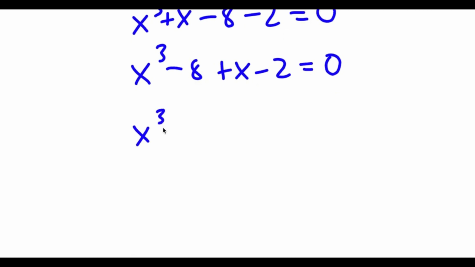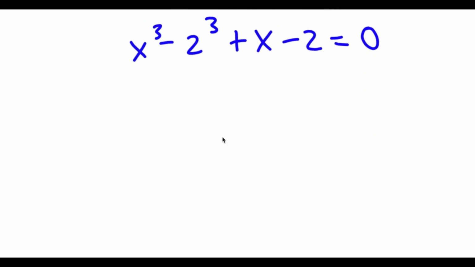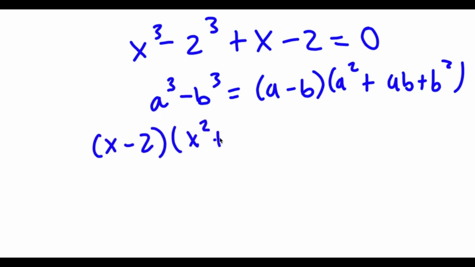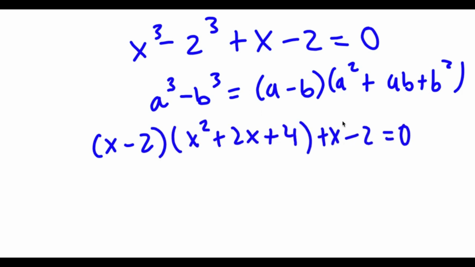So now 8 is the same thing as 2 to the power of 3. So now I have x to the power of 3 minus 2 to the power of 3 plus x minus 2 is equal to 0. Now, if I have something in the form a to the power of 3 minus b to the power of 3, this is equal to a minus b times a squared plus ab plus b squared. So in this case, x to the power of 3 minus 2 to the power of 3, I can rewrite as x minus 2 times x squared plus 2x plus 2 squared, which is 4, plus x minus 2 is equal to 0.